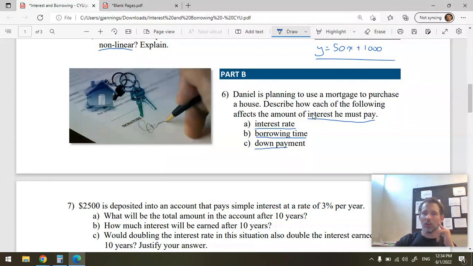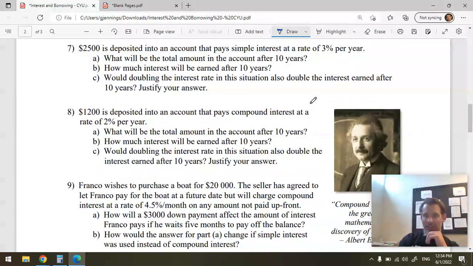If he has a larger down payment, the amount he finances will be less. He will pay less interest. If he uses a smaller down payment, the amount he finances will be more. He'll pay more interest. Okay, let's keep going. I could explain why, but maybe you understand why. And if you don't understand why those things are true based on the formulas or based on your mathematical intuition, come chat and we'll talk about why that is.